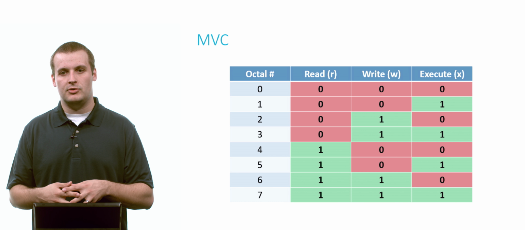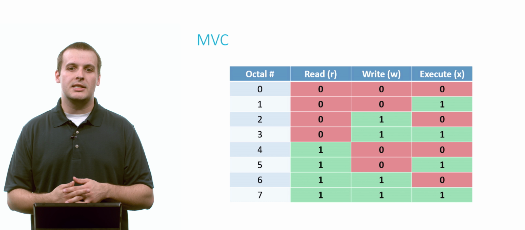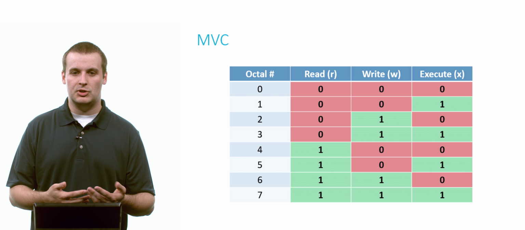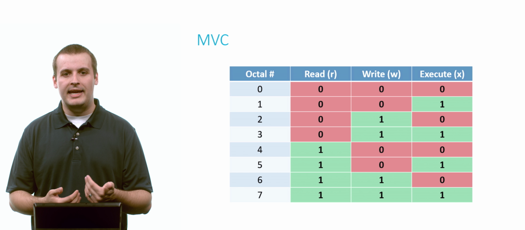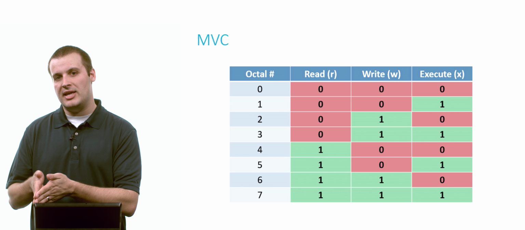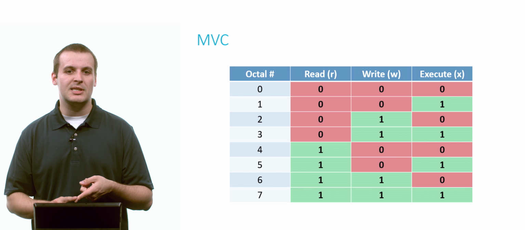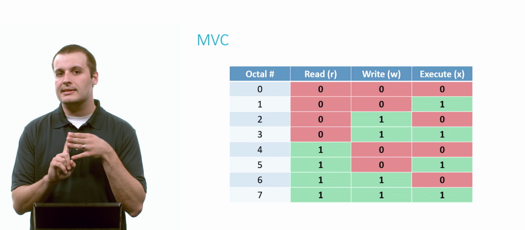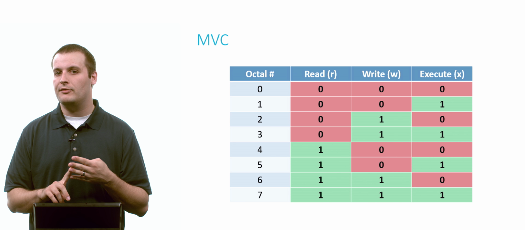0, 0, 0 translates to decimal 0. 0, 0, 1, decimal 1. 0, 1, 0 is decimal 2, and so on. And so we call these octal numbers because there are 8 different possibilities. There are 8 different digits if we're talking about 3 bits of information, the read bit, the write bit, and the execute bit. So now you can speak binary, decimal, hex, and octal. So you know how to communicate with computers in 4 different number systems.